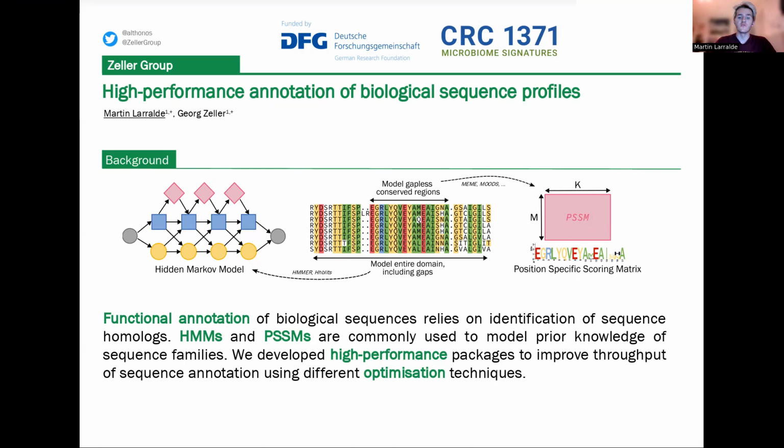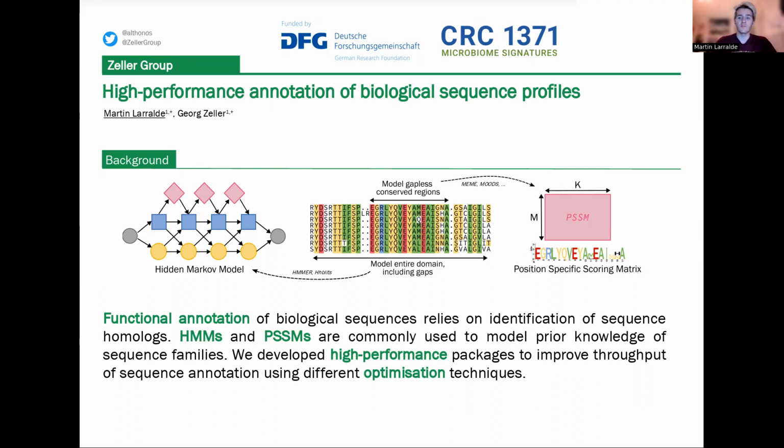Functional annotation of biological sequences relies on identification of sequence homologs. Hidden Markov models and position-specific scoring matrices are commonly used to model prior knowledge of sequence families. Position-specific scoring matrices can only model gapless conserved regions, whereas hidden Markov models are able to model entire domains, including insertions and gaps. To support annotation with these two models, we developed high-performance packages to improve the throughput of sequence annotation using different optimization techniques.